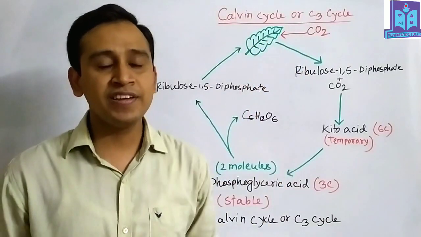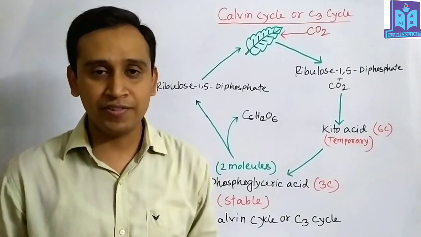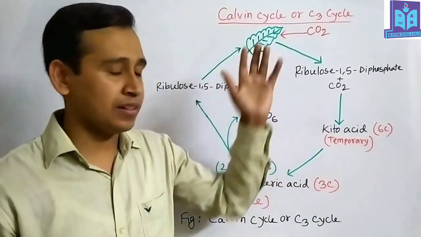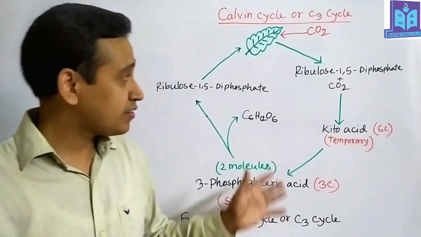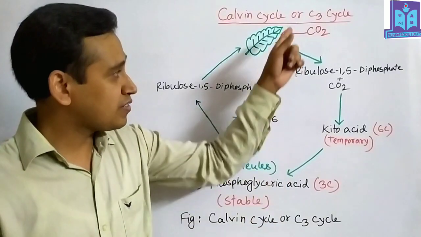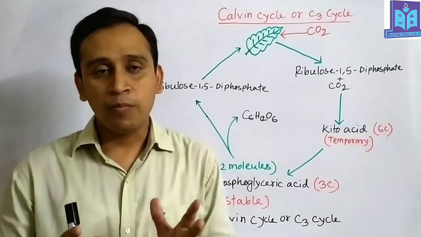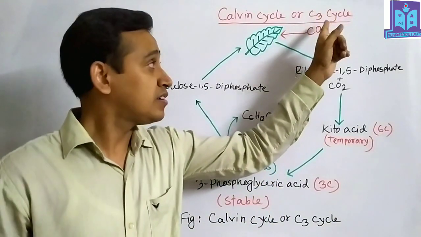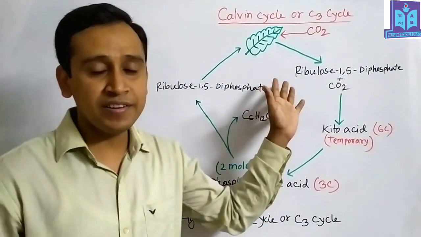Calvin cycle or C3 cycle. Scientist Calvin and his associates Benson and Bassham together discovered this cycle. So, according to the name of the discoverer, this cycle is called the Calvin cycle. And the first stable compound of this cycle is 3-carbon based phosphoglyceric acid. That is why this cycle is also known as the C3 cycle. So, what is happening in the C3 cycle?